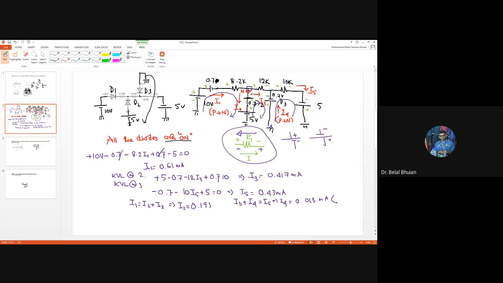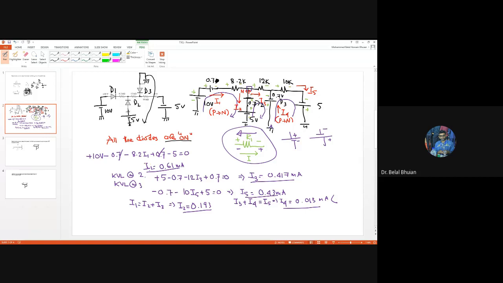Okay, now have we calculated all the current components? Yes, I calculated I1, I3, I2, I5, and I4. All the branch currents are calculated. Now is the decision time. Let's make the decision, and in order to do that, let's use this color.